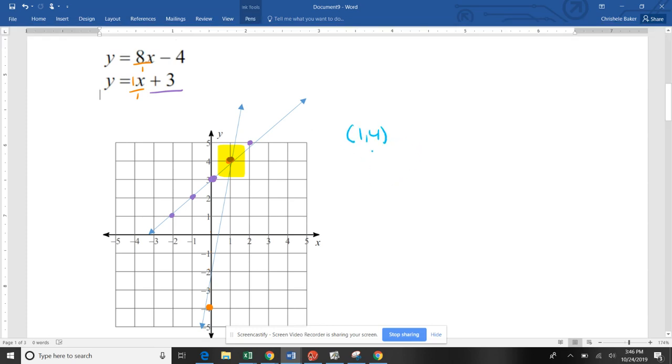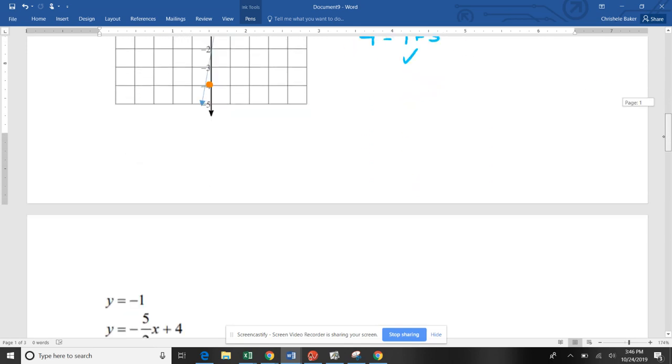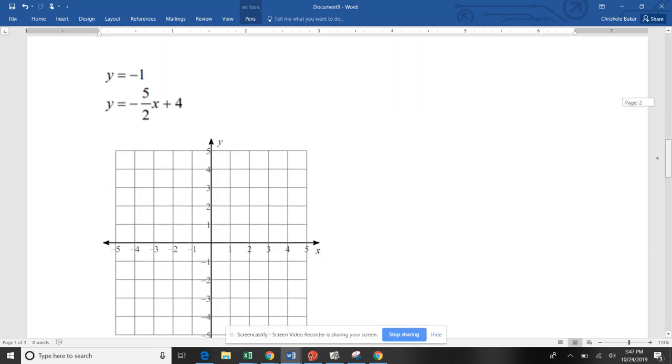So I can check it. This is x, this is y. So y equals 8x minus 4. Is 8 minus 4 equal to 4? Absolutely. I can check it in the second equation as well. Y equals x plus 3, and is 4 equal to 1 plus 3? Absolutely.